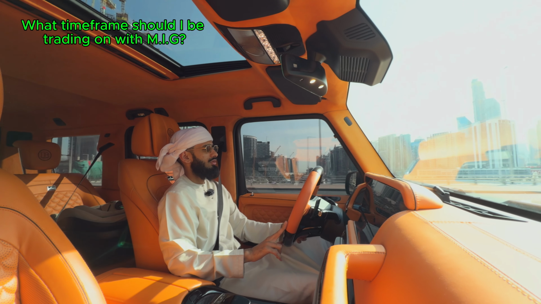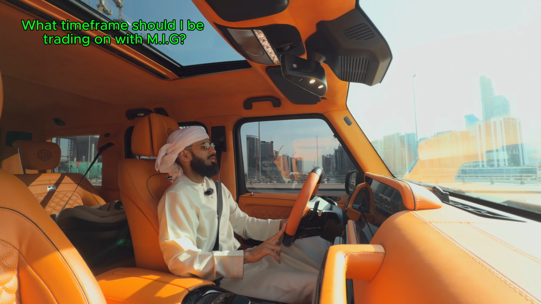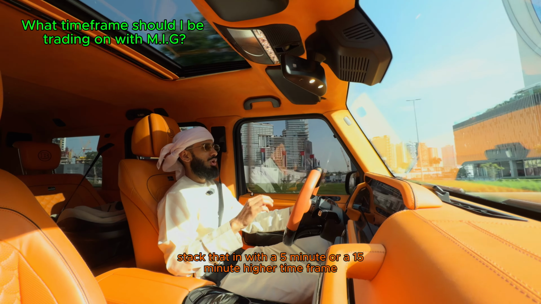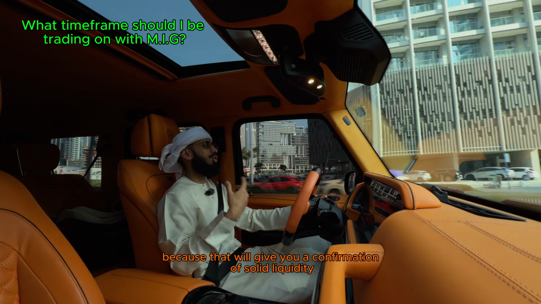What time frame should I be trading on with MIG? MIG timeframes that I recommend, continuation and aggressive reversals, 1 minute and 2 minute. Stack that in with a 5 minute or a 15 minute higher time frame will be best, because that will give you a confirmation of solid liquidity sat in that area. If you want to trade the 5 minute, 15 minute liquidity edge zones, they will be best for those 50 plus points.